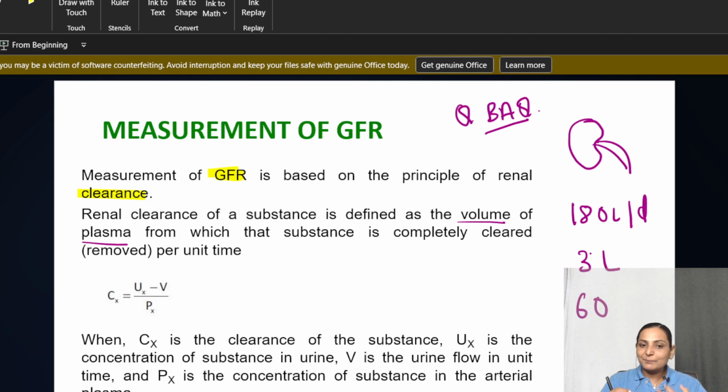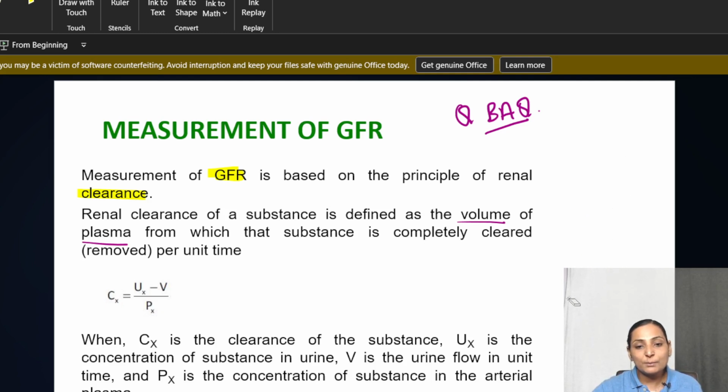So every time the plasma goes through the kidney, it is getting filtered, or the volume of that plasma is getting cleared of a particular substance. If you don't want that substance, it will be cleared, that means it will be excreted in urine. So we say that the clearance of glucose is 0, because glucose is never cleared. There is 100% reabsorption of glucose. So understand the definition: it is the volume of plasma that is getting cleared per unit time.